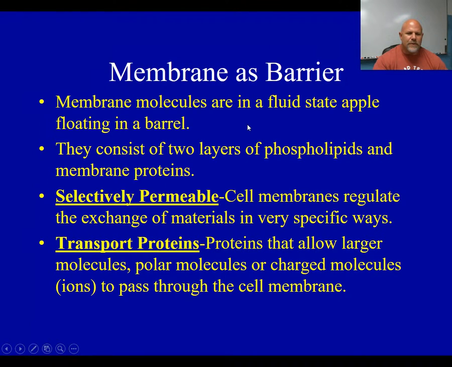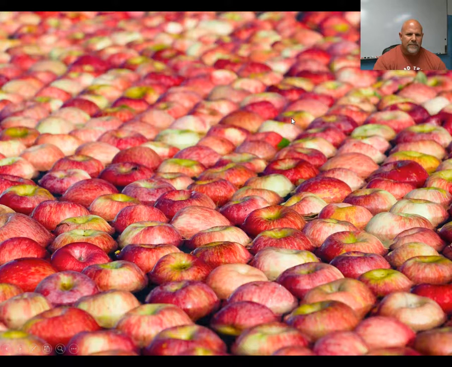A lot of times we think of this membrane as being fluid, okay? And so think of it like apples floating in a barrel of water. I could stick my hand in here and mix these apples up, and they would reset in the same layer, but the apples would be in different locations. So that's kind of how the cell membrane is. It's in constant flux, it's always moving around, but the layer still stays the same.